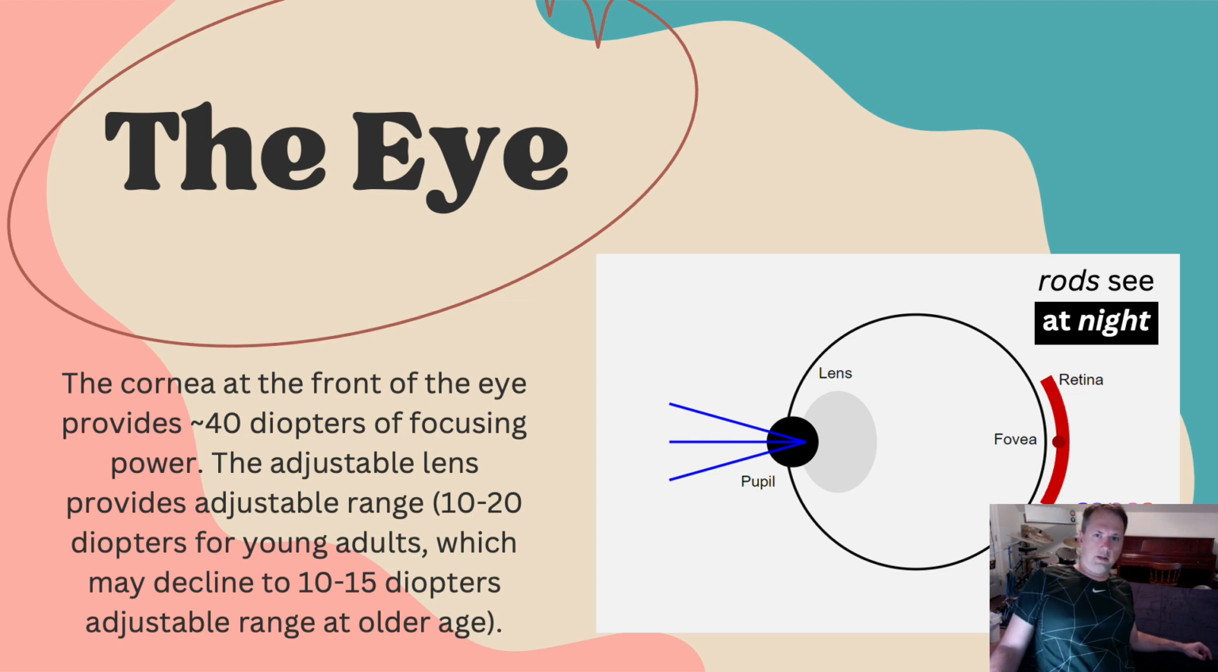This little drawing shows you light coming into the pupil, going through the lens. It's going to land on the retina. Rod, see at night. Down below it said cone, see color. And my video is blocking that. Sorry about that.